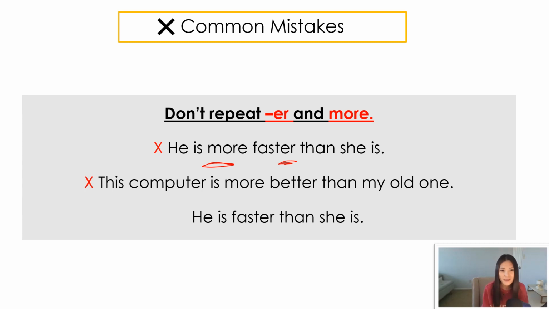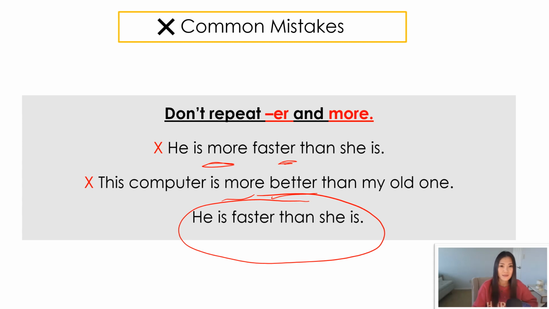The second sentence example says, this computer is more better than my old one. More and better are both comparative words. Better means more good, right? So you're actually saying, this computer is more good than my old one. So again, just please choose one. Just use better. And the last one is a sentence with no mistake. He is faster than she is.